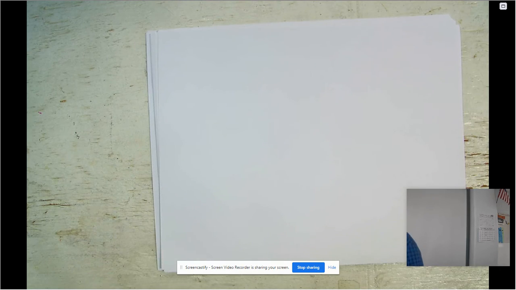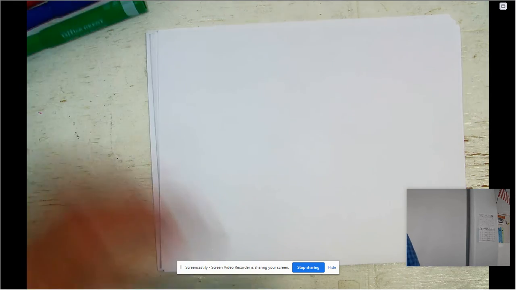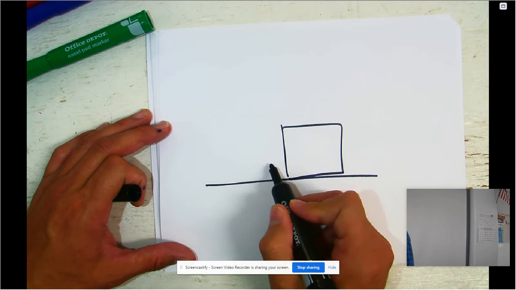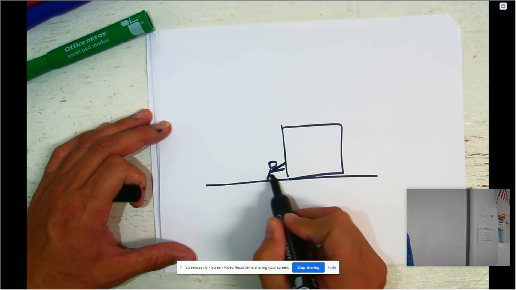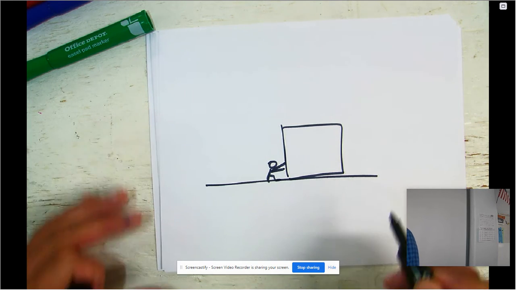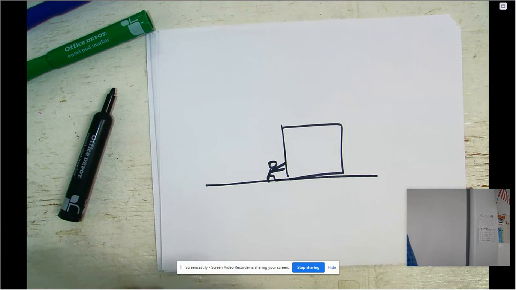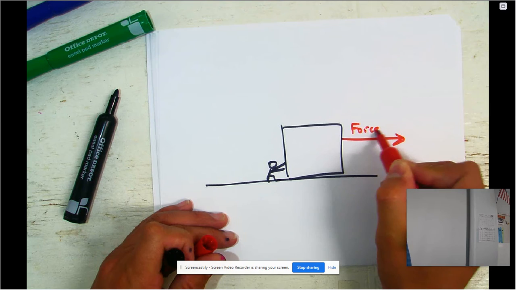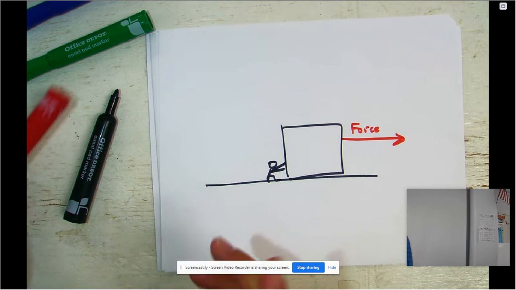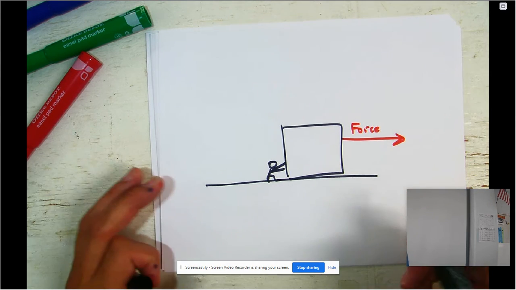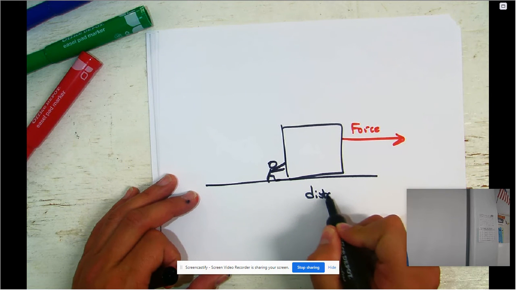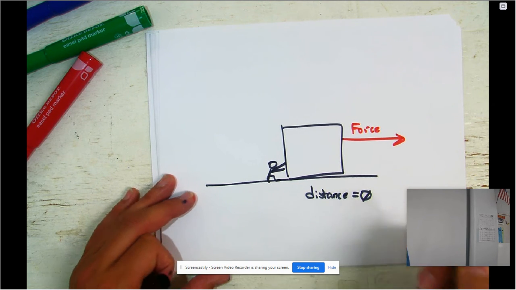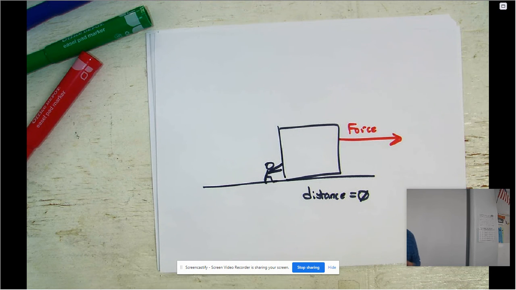Let's take a look at one more example. Let's say that we have a box, giant box, and we want to try to push this box. We're trying to push this box, but this box does not move, and we're applying a big force to this box. Let's say we're applying a force, but let's say that it doesn't go anywhere. The distance is zero. There is no distance. It does not move. Right? We can't get this thing to move.